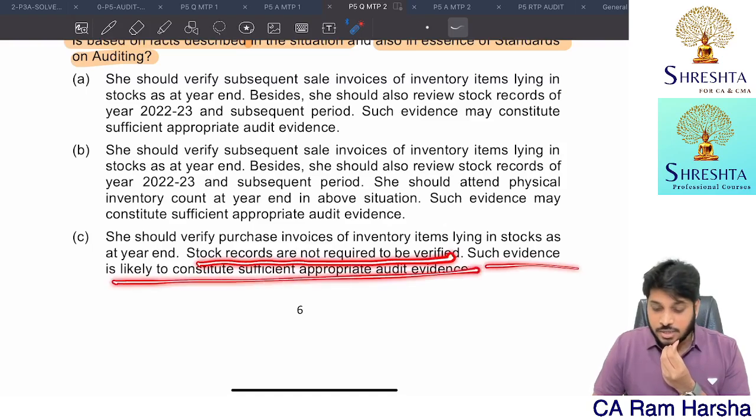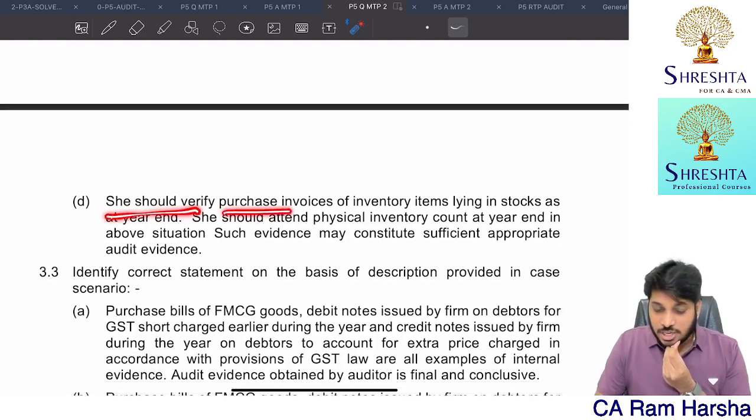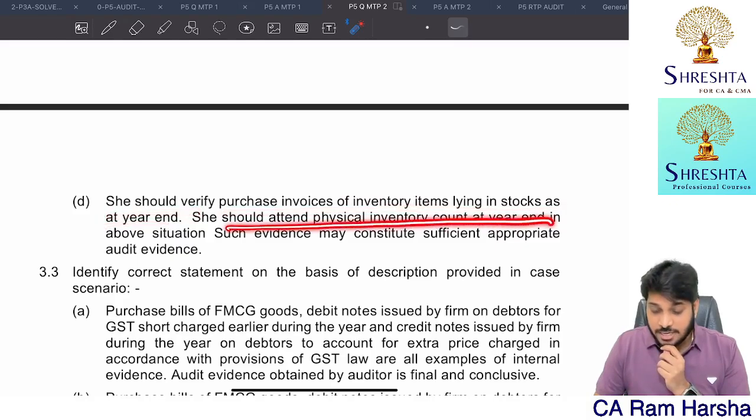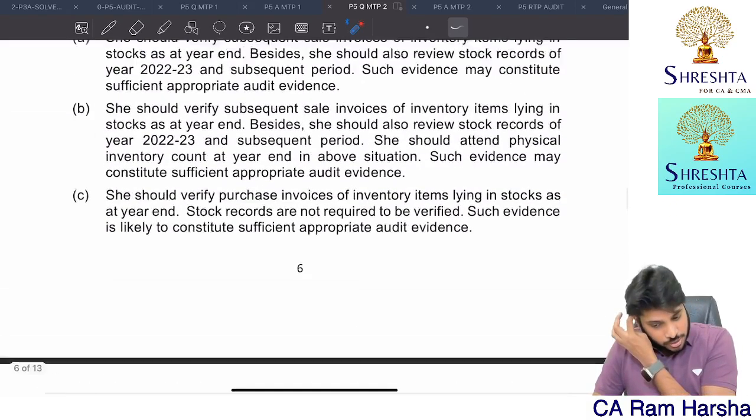Such evidence is likely to constitute. That is wrong. She should verify purchase invoices of inventory lying in stock as at year end. She should attend physical inventory counting at year end. That is wrong. Such evidence may constitute sufficient. Okay, fine. Just a minute.